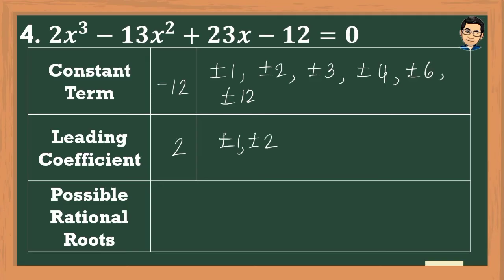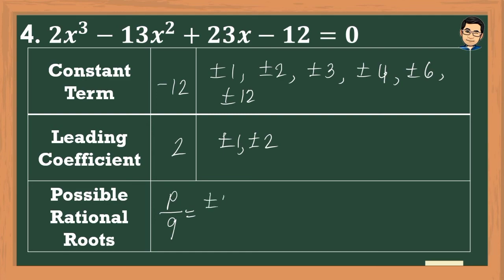Now, what are the possible rational roots? Okay. P over Q. So, ito po yung magiging possible rational roots po. So, lahat ng factors ng constant term natin na 12, i-divide natin sa positive negative 1 tsaka positive negative 2. Okay. So, pwede nyo umpisahan sa 1 muna and then 2. So, kapag dinivide po natin yung mga factors ng constant term sa factors ng leading coefficient, ito po ang lilitaw na sagot.